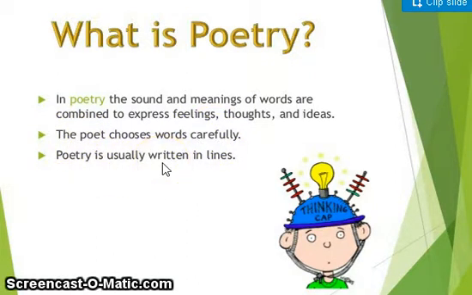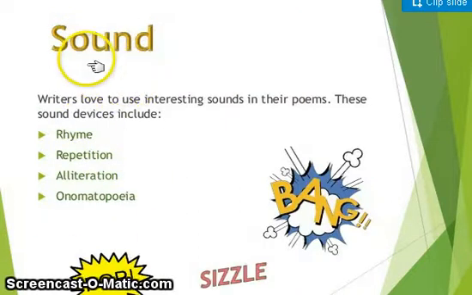Poetry is usually written in lines rather than sentences. You will not find this all the time, but most of the time poetry is not written in sentences; it's written in stanzas rather than paragraphs. Poetry usually has a rhythm and a sound. What is sound? Writers love to use interesting sounds in their poems. These sound devices include rhyme, repetition, alliteration, and onomatopoeia.